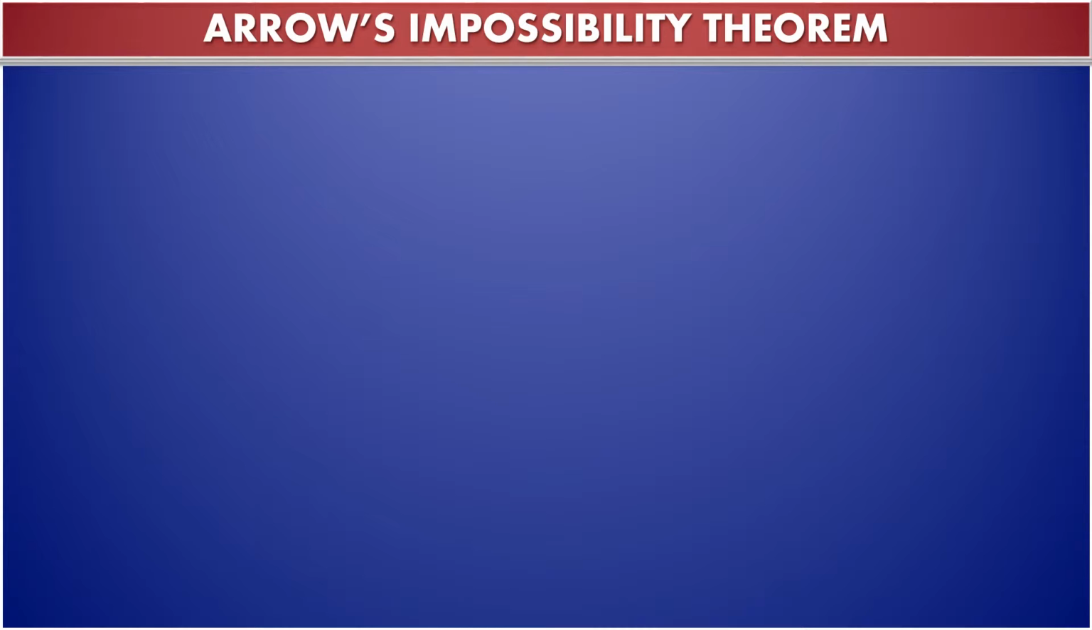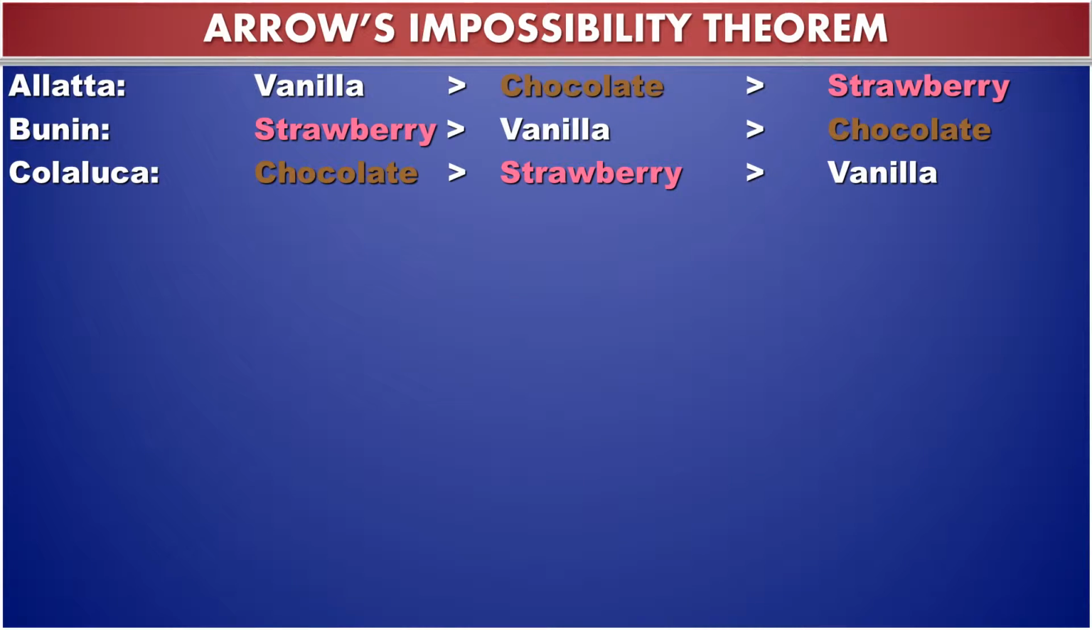Therefore, if you have committees that can make the rules, they have a much more significant impact on the final outcome. So just by way of illustration, imagine we have 3 voters making a choice over 3 options. Say, for example, choosing ice cream for a faculty event. Our 3 voters are Alada, Bunin, and Coluca, and our 3 choices are vanilla, chocolate, and strawberry. And each of these shows their preferences over the different choices.